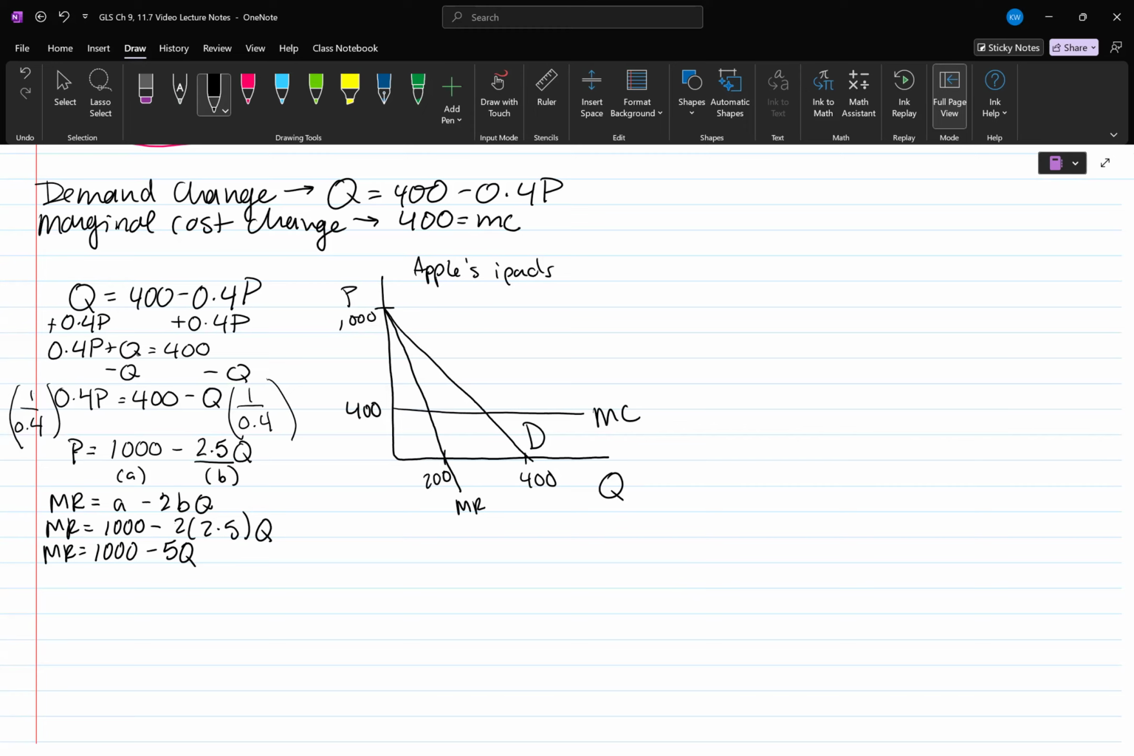And now we can go ahead and solve for the firm's profit maximizing values. So we'll start by setting marginal revenue equal to marginal cost. So that'll give us 1,000 minus 5 times quantity equal to 200. We're going to solve for Q, so we'll add 5 times quantity to both sides. That gives us 1,000 equal to 200 plus 5 times Q. Then we'll subtract 200 from both sides.